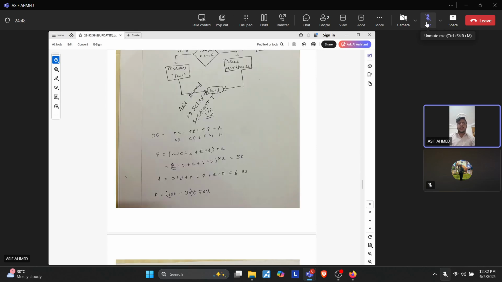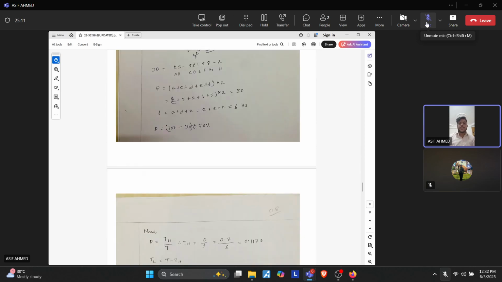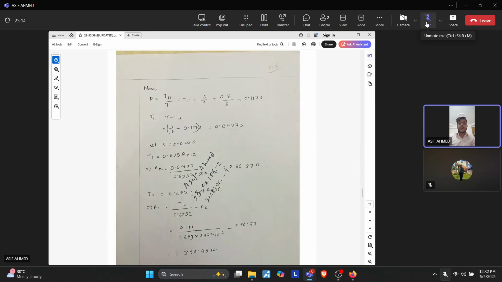Then coming to question number two, we were asked to calculate the values of R1 and R2 and put them into the 555 timer circuit design. By the formula, we got the period, frequency, and D as the duty cycle, and from the formula we calculated the values of R1 and R2. We also get TH and TL, and by summing TH and TL, we get the total timing period.